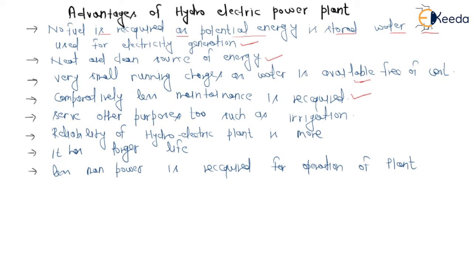So this is very important. The next is that the reliability of a hydroelectric power plant is more. Next, it has a longer life. And next, less manpower is required for operation of the plant. The manpower required in any hydroelectric substation will be less. So these are the advantages of hydroelectric power plant.